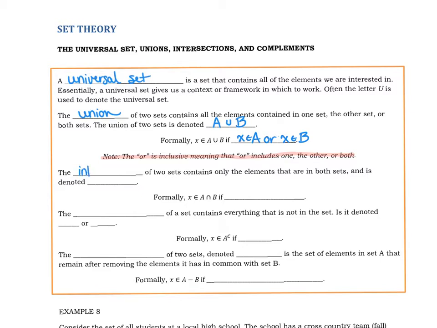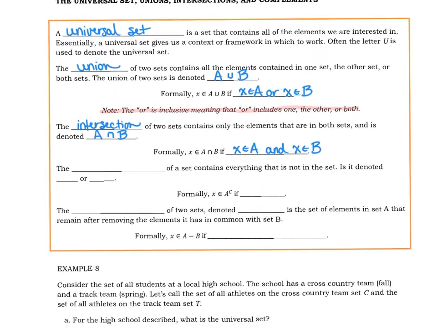The intersection is our next set operation. That is the elements that are in both sets, and it is denoted in the following manner. So that's read A intersect B. So some element X would be in the intersection if X is an element of A and if it's also an element of B. So in other words, something that is in common between both set A and set B.